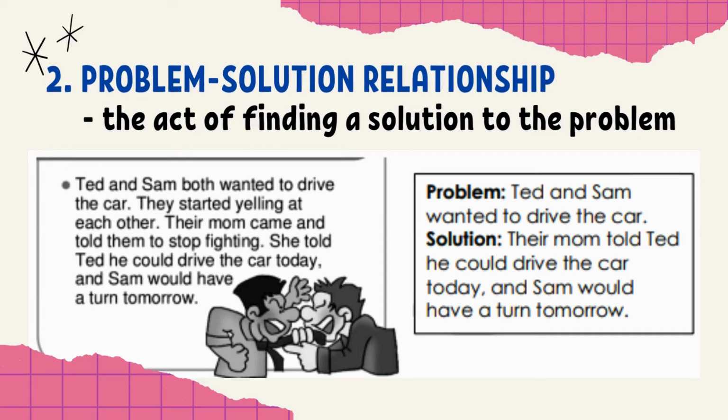Number 2, problem-solution relationship. It is the act of finding a solution to the problem. Example: Ted and Sam both wanted to drive the car. They started yelling at each other. Their mom came and told them to stop fighting. She told Ted he could drive the car today and Sam would have a turn tomorrow. So the problem here is Ted and Sam wanted to drive the car. And the solution is their mom told Ted he could drive the car today and Sam would have a turn tomorrow.